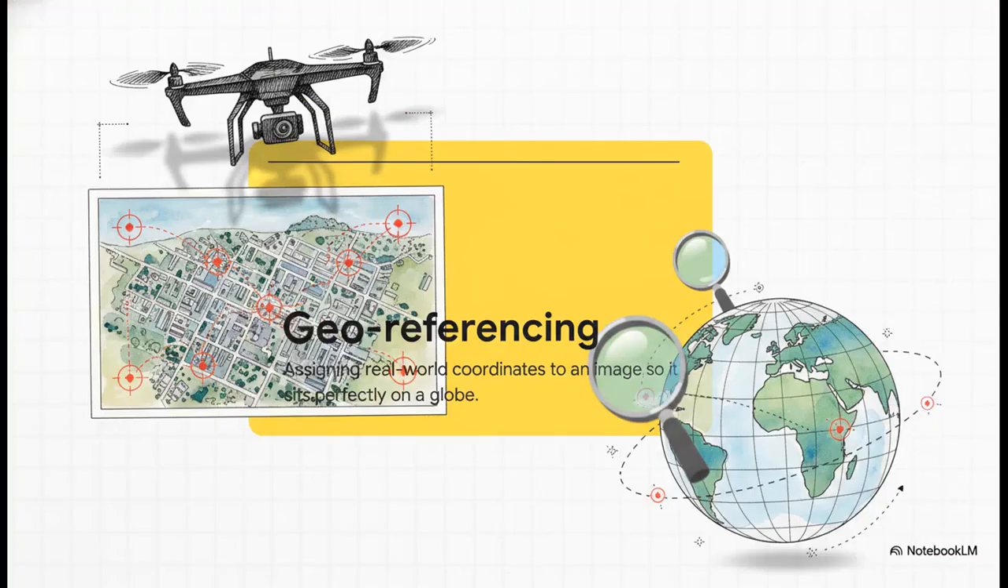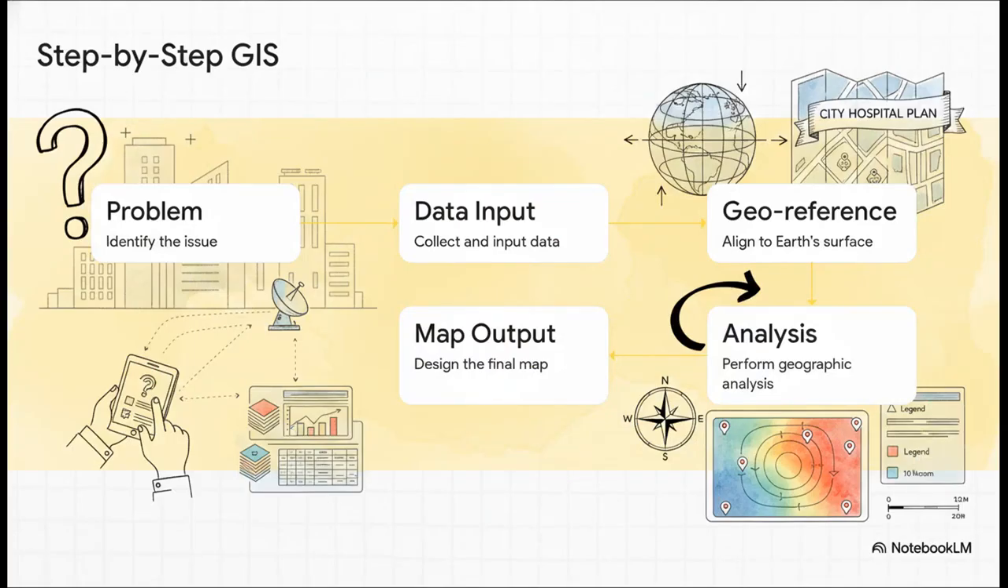Okay, before we can do our final analysis and solve a real-world problem, we have to perform a vital step called georeferencing. You see, if you fly a drone and take a massive photo of a city, the computer has absolutely no idea where that photo belongs on Earth. Georeferencing is the process of taking that flat, normal image and permanently assigning real-world latitudes and longitudes to specific points on it. This pins it down so it sits perfectly aligned right over our digital globe. Now we can run the full GIS process from start to finish.